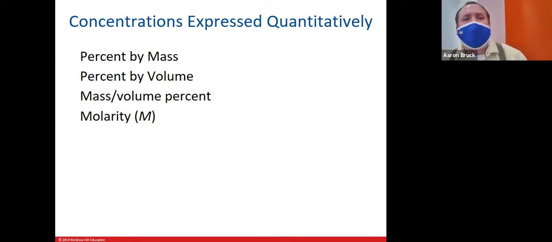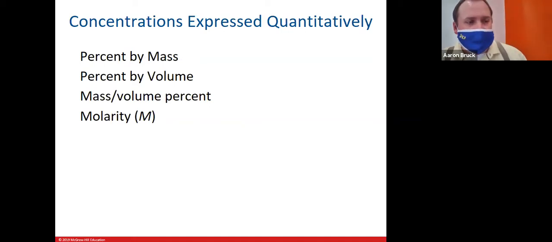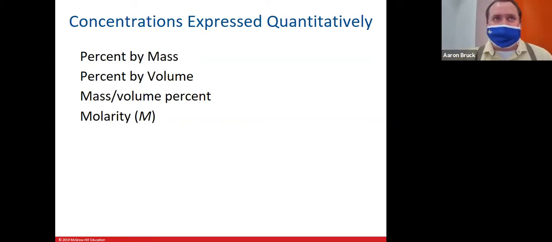When it comes to concentration, there are really 4 different kinds of units to look at. There's the percent by mass, which you saw in lab this week. There's a percent by volume, which is calculated the same way, only using volumes instead of masses. There's mass volume percent, which is kind of a blend of the two. And then there's molarity, which you saw again in lab this week. With our remaining time today, we're going to go through each of those 4, what their definitions are, and we're going to do some calculations with them as well.